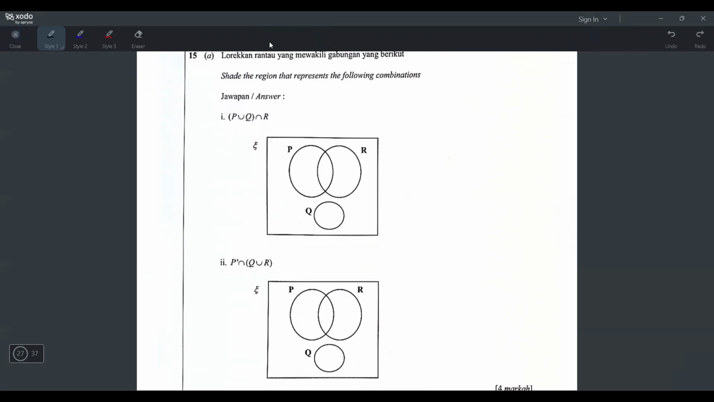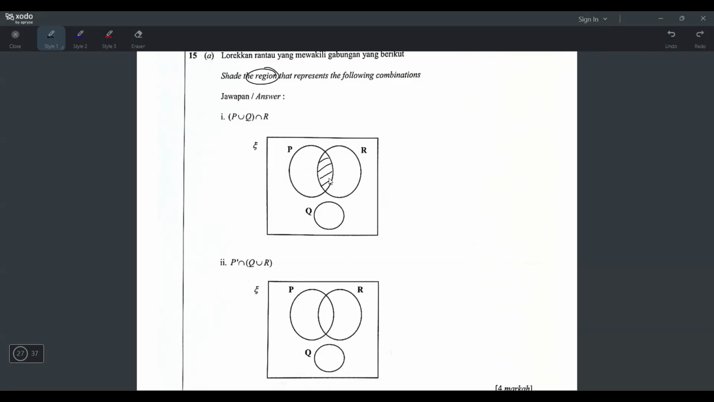Okay, we are at question 15 now. Let's go. Let's read. Shade the region that represents the following combination. So P union Q intersect R. So P union Q is here, here, here. Overlap with R, then the answer will be the overlap with R. P union Q, R. Okay, I think it's here, right? I think it's here. So that is the answer, right?